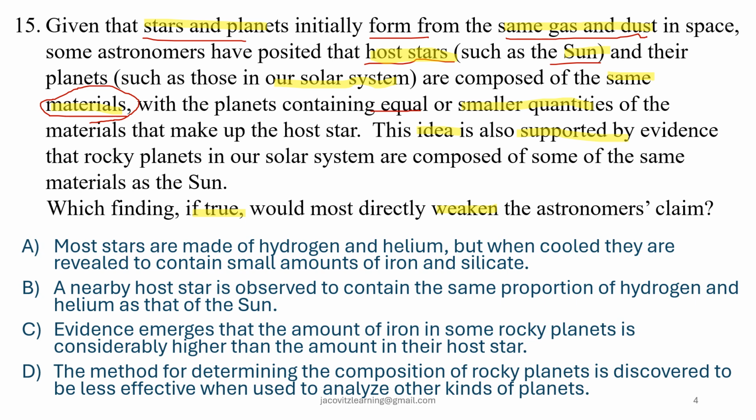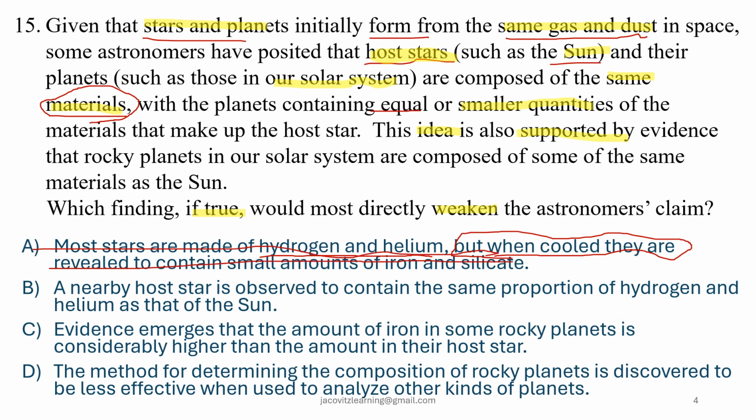So you are looking for something that says that the planets do not contain the same gas and dust. So if you look at this, most stars are made of hydrogen and helium, but when cooled, they are revealed to contain small amounts of iron and silicate. Okay, so this kind of supports it, because it says they are mostly made of hydrogen and helium, which is dust. So this is gone.